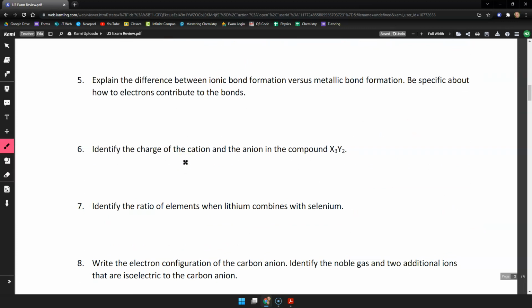Okay, number 5 says, explain the difference between ionic bond formation versus metallic bond formation. Be specific about how electrons contribute to the bonds. Okay, so in ionic bonds, the electrons get transferred. So we go from cation to anion.